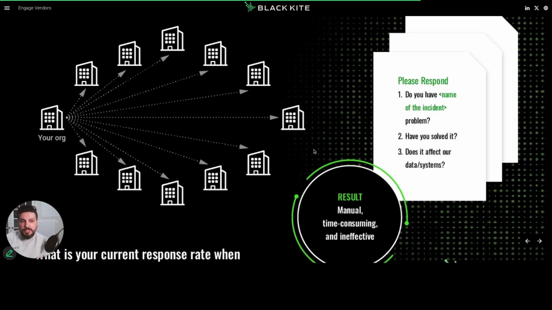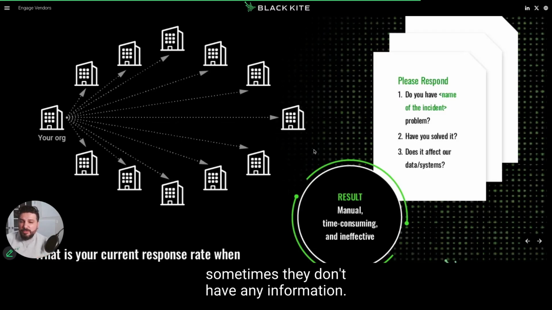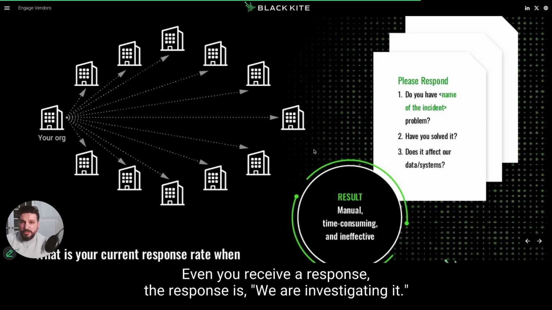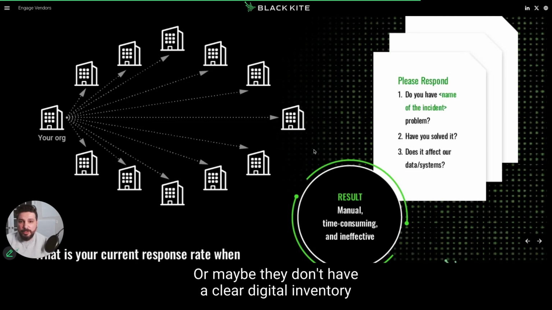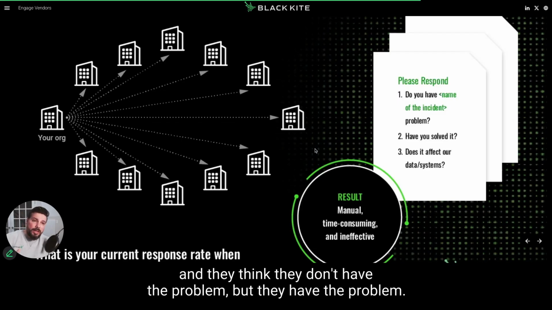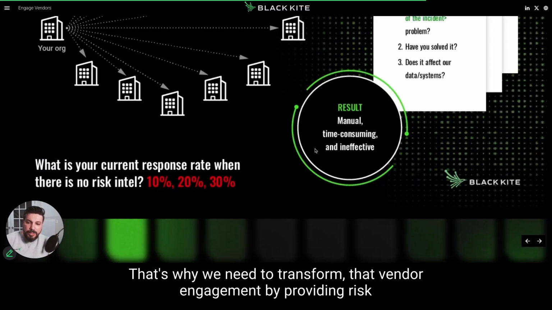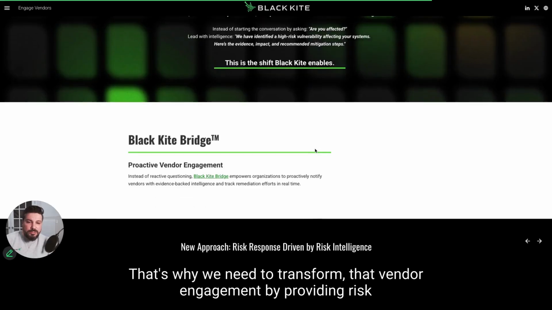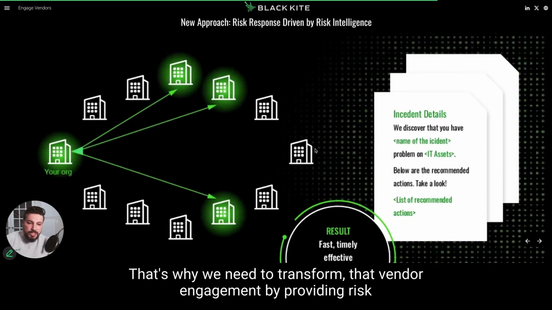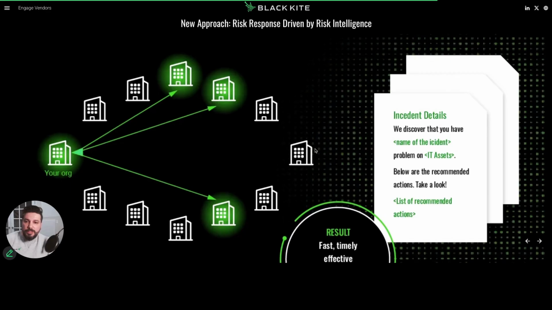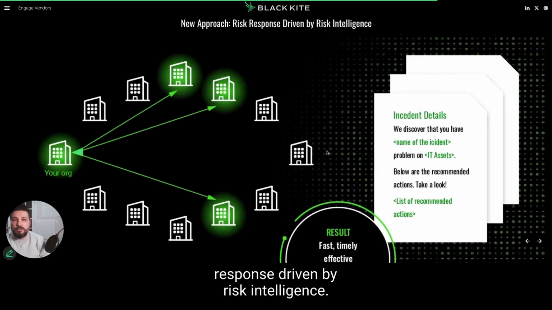And what we see is that sometimes they don't have any information. Even when you receive a response, the response is that we are investigating it, or maybe they don't have a clear digital inventory, and they think they don't have the problem, but they have the problem. That's why we need to transform that vendor engagement by providing risk response driven by risk intelligence.